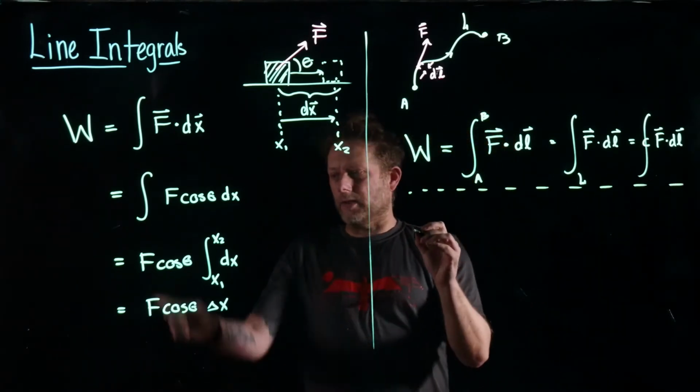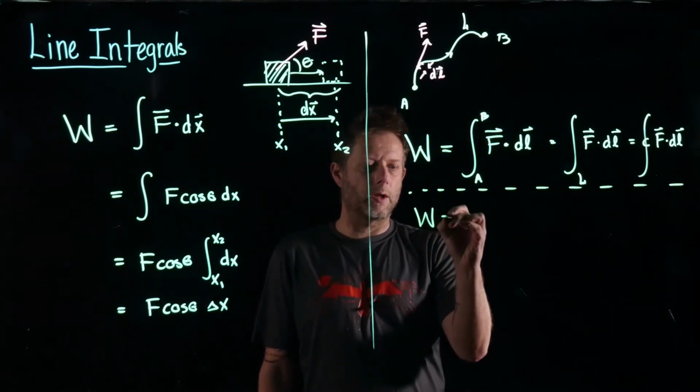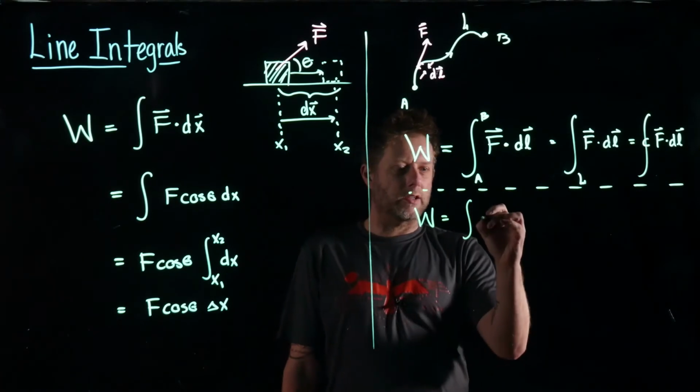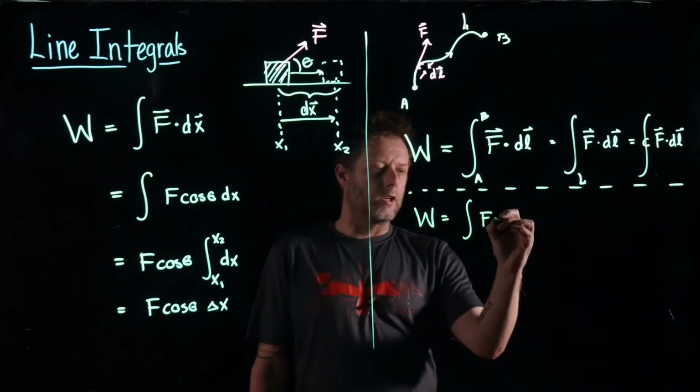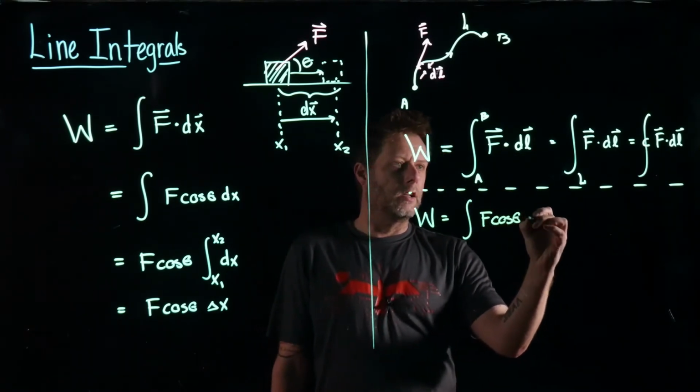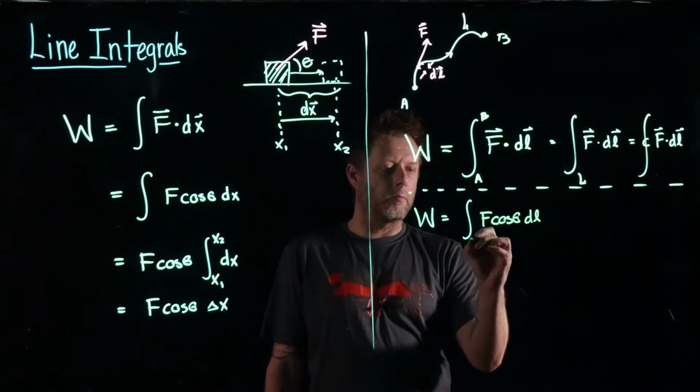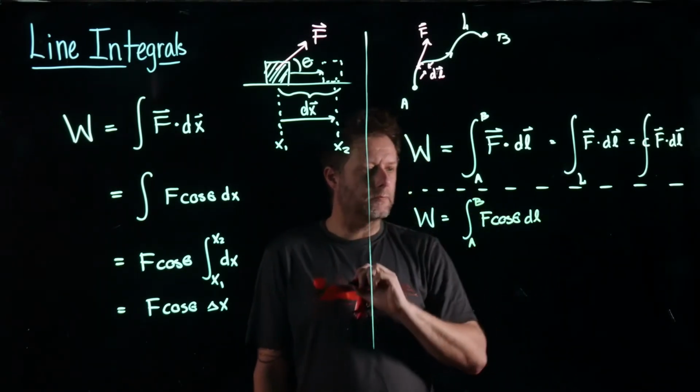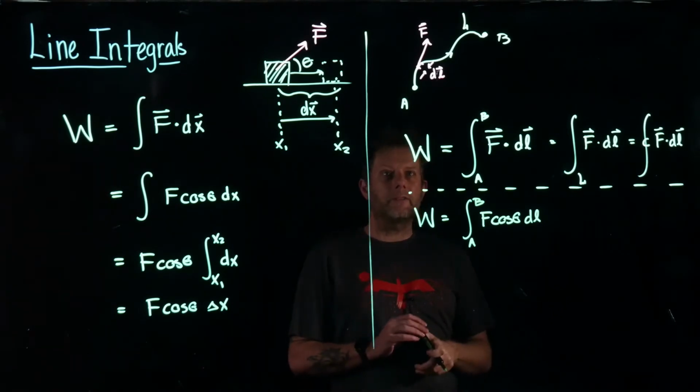So let's say, okay, let's do the same thing as over here. The work done. We take the dot product, so that's the magnitude of the force, cosine of the angle, and dl. And this is from point A to point B. Great. What about the force?